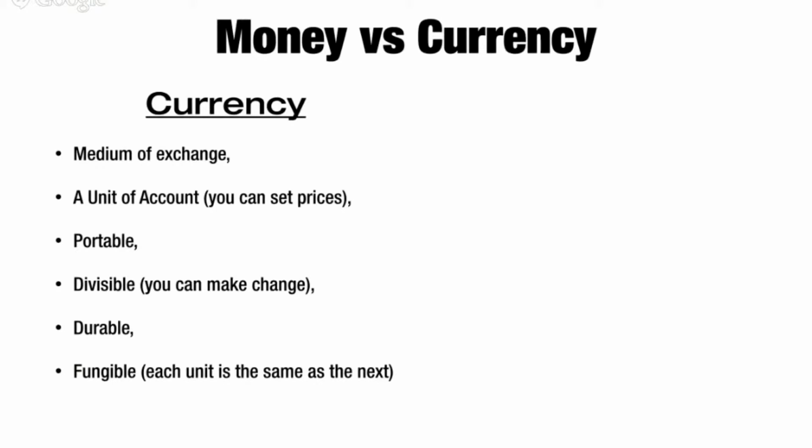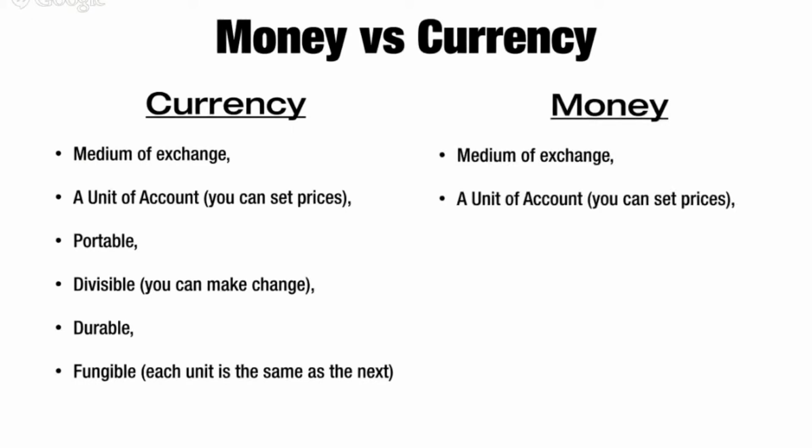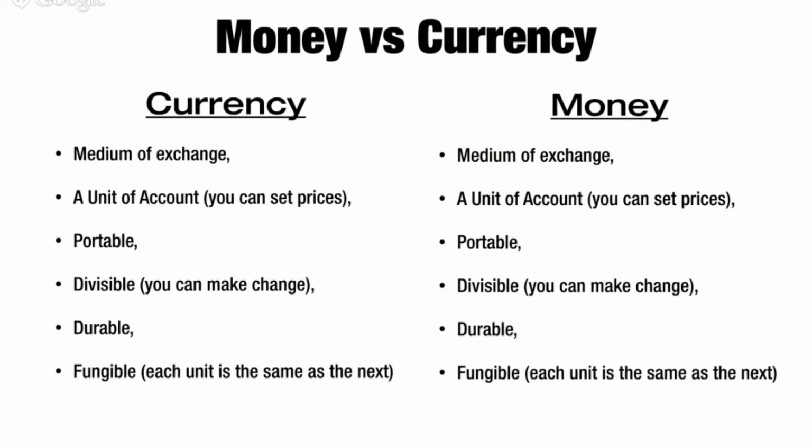And then money is slightly different, right? Money has all of the same characteristics. It needs to be a medium of exchange. It needs to be a unit of account. It needs to be portable, divisible, durable, fungible, the same as currency does.